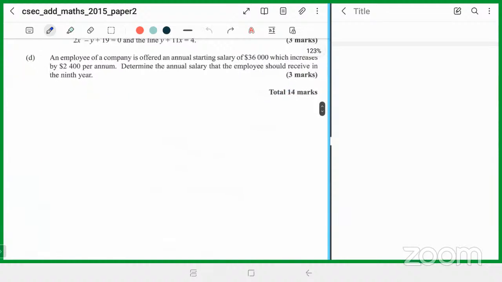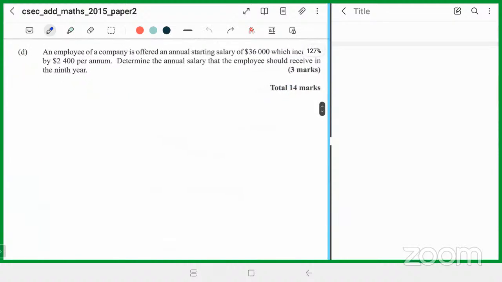It says an employee of a company is offered an annual starting salary of $36,000, which increases by $2,400 per year per annum. Determine the annual salary that the employee should receive in the 9th year. So in other words, what is the 9th term? That's what this question asks to find.